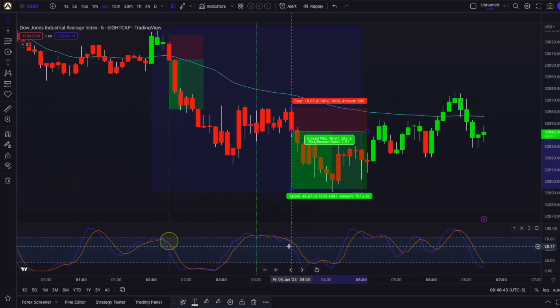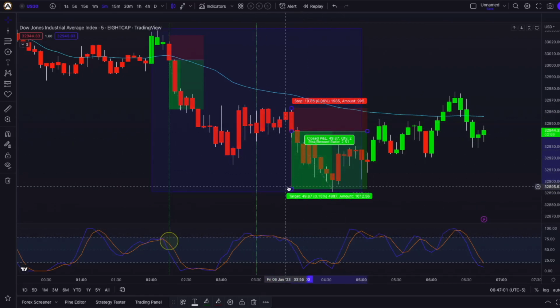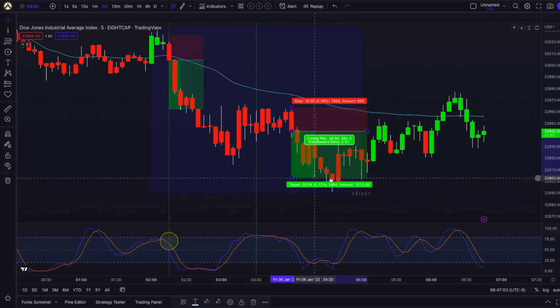Our stochastic RSI, from almost crossing over bullish right here above the 50 level, crossed over bearish again, or basically it did not cross over completely, so we could say it's just a continuation or a confirmation that likes to continue further to the downside for a 2-to-1 risk reward ratio.